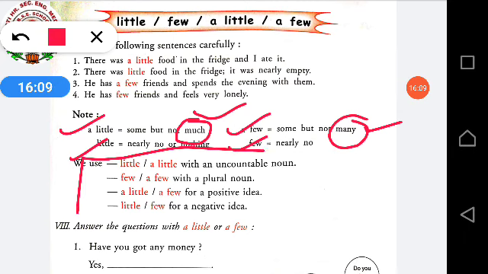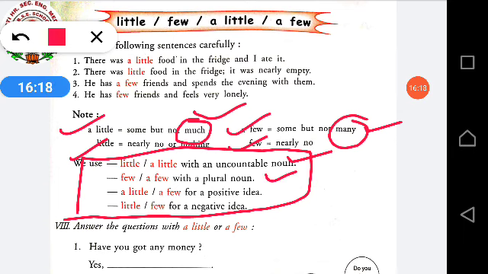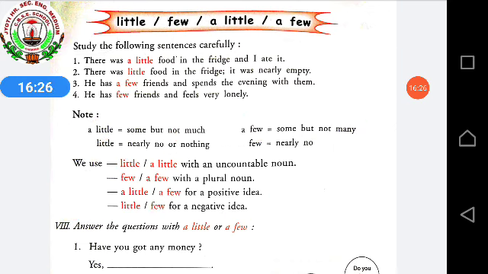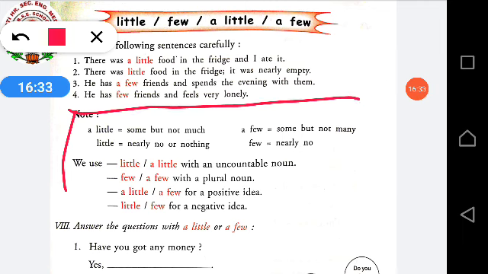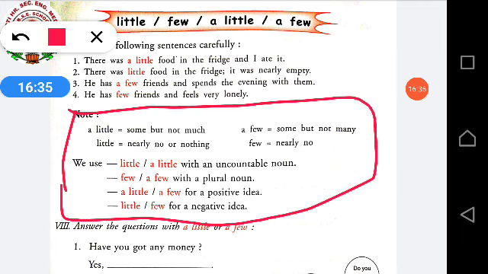Here also it is given: a little, little with an uncountable noun; a few, few with a plural noun; a little and a few for a positive idea, and little and few for a negative idea. Okay, this one is important. So you people go through this one very carefully.